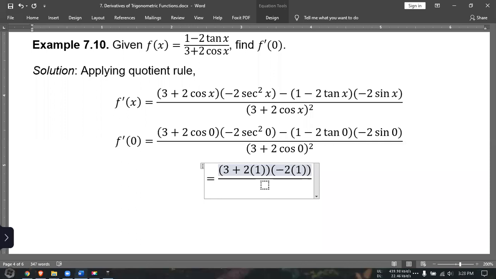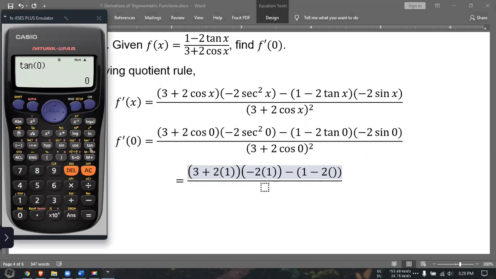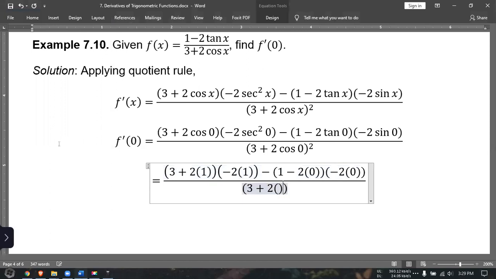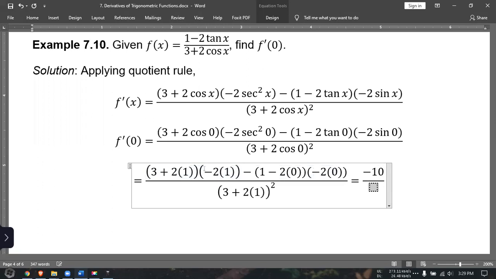And we have minus there, 1. 2. What is tangent 0? Tangent 0 is 0. Then we have here negative 2 sine 0, and sine 0 is another 0. And last, we have 3 plus 2 cosine 0, where cosine 0 is 1, and then we have to square this. Now, 3 plus 2 is 5, times negative 2 is negative 10. And this is now 0. Any value times 0 is 0.